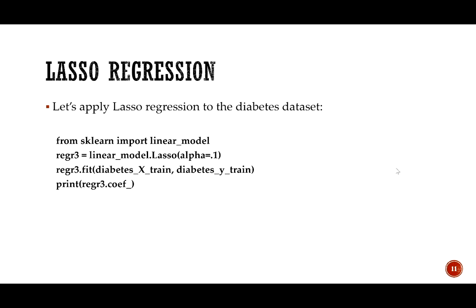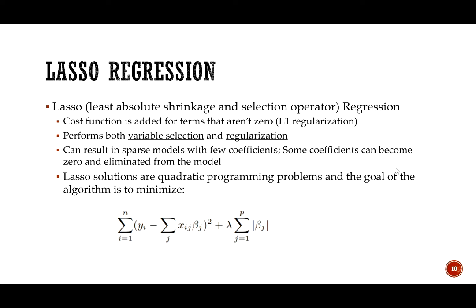Now we want to talk about penalized regressions, starting with lasso regression. LASSO stands for Least Absolute Shrinkage and Selection Operator regression model. The difference is that the cost function is added for terms that are not zero. So if you look at this equation in this slide, the first term is the sum of squared errors, just like what we had before, but also we have a second term, which is added for terms that are not zero. We call it L1 regularization. Lambda is a tuning parameter times the summation of all non-negative coefficients.